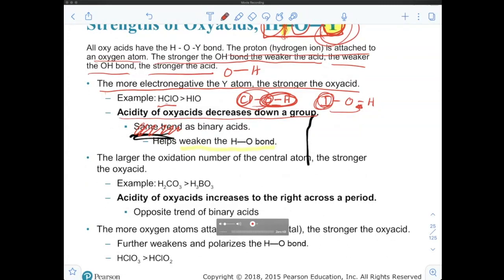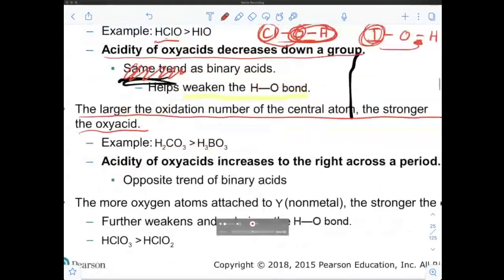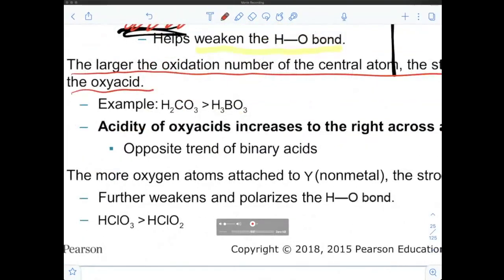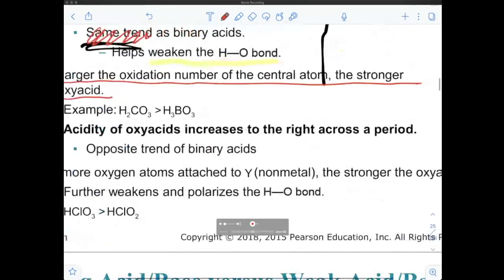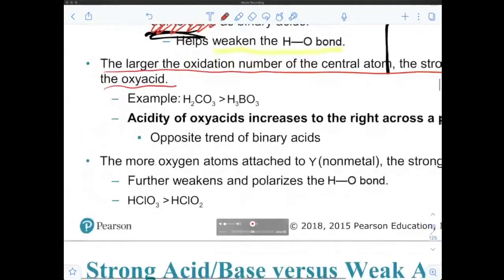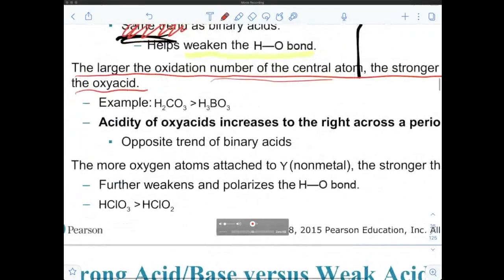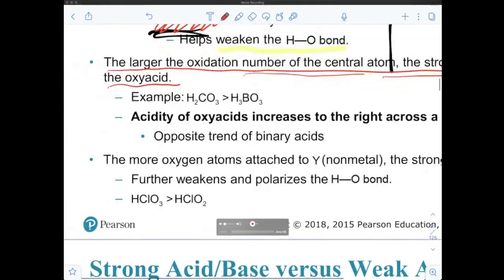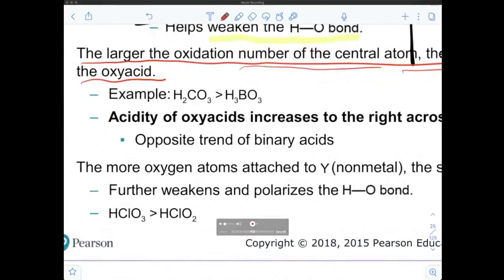Okay, good. So the next thing we're talking about here is oxidation number of the central atom. I feel like this one here is a little bit more complex. When you look at oxidation number, the rule does work, but what I like to look at here is instead of oxidation number, I like to look at other factors. But since we're learning oxidation numbers, let me stick with that. We're told here the larger the oxidation number of the central atom, the stronger the acid. Okay? So we're looking at this one right here.